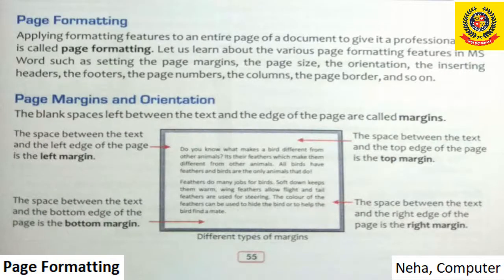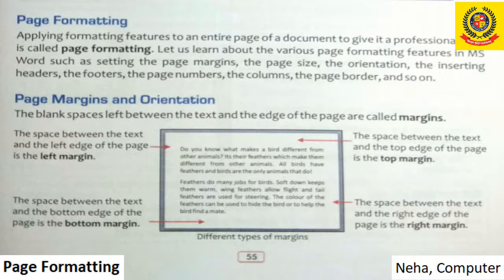Now, moving to page formatting. So, what is exactly page formatting? Applying formatting features to an entire page of a document to give it a professional look is called page formatting. So, in page formatting, we use certain formatting features like page margins, page size, orientation, inserting headers, footers, page numbers, columns, and border around the document. Now here we give a professional, attractive look to the document which we have been writing by using the page formatting features.